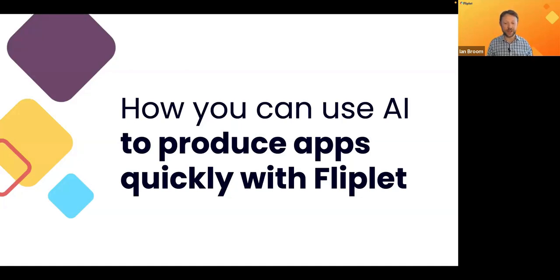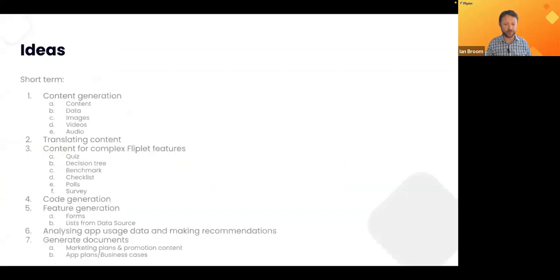So how can you use AI to produce apps quickly with Fliplet? Here are our short-term ideas. The first is content generation. That means content in screens, data in data sources, images, videos, audio files. All these things that I said are already kind of commoditized and being done fairly regularly.